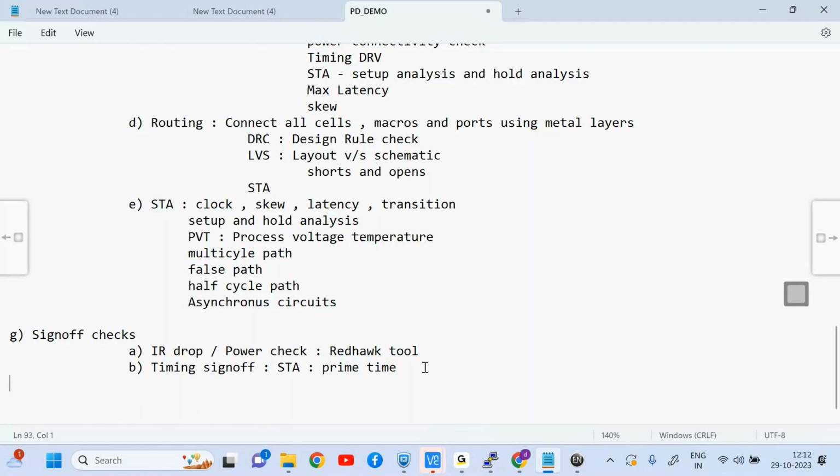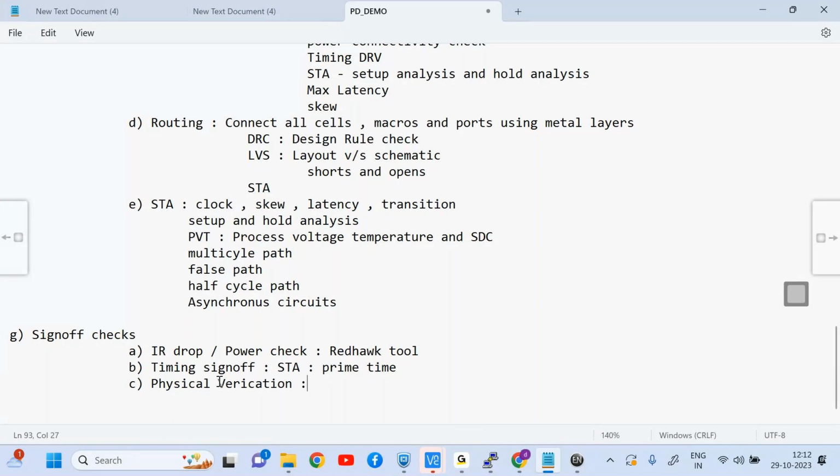And the third thing is physical verification. Here, SDC and PVT conditions. Here SDC is not straightforward. We have to write SDC for different modes, different corners and different scenarios. We write the SDC that will cover them. So the last sign off after timing sign off is physical verification.